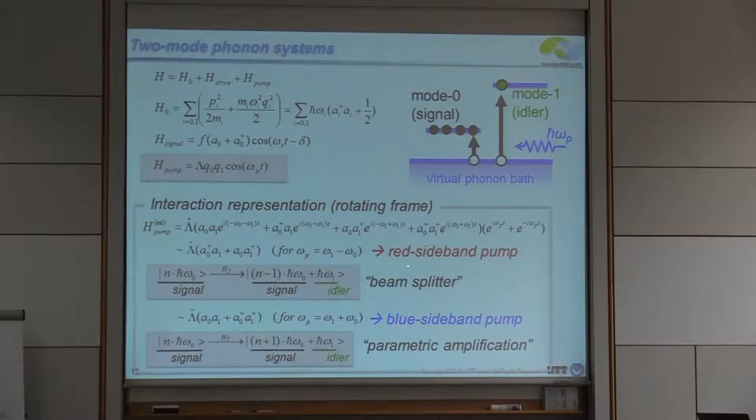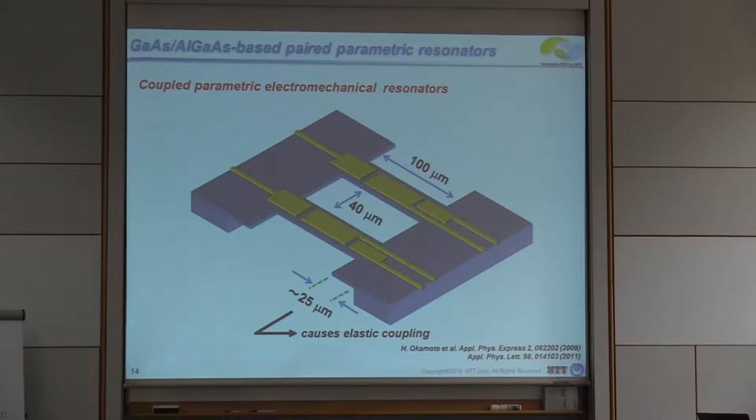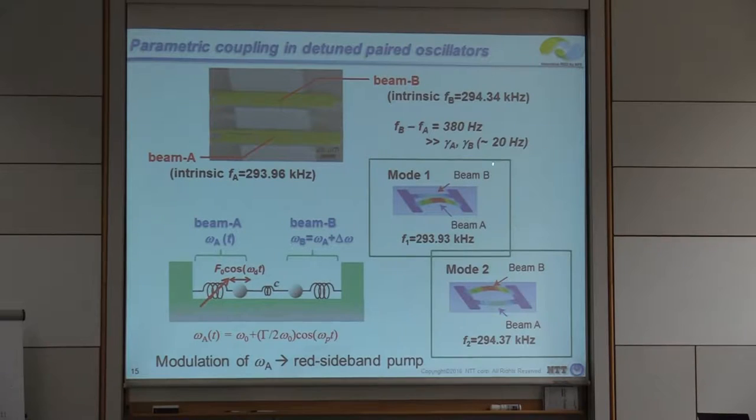coherent oscillations of coupled beam resonators. The other is thermal mode squeezing. Okay, so these are the structures of the devices, and you have some overhang here. It means they are geometrically coupled together, but the frequencies of these two beams are different, so there is no direct coupling.